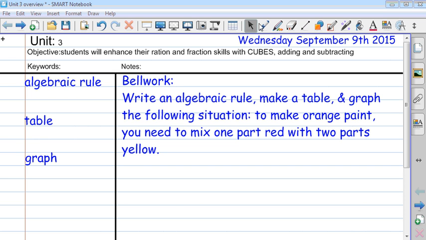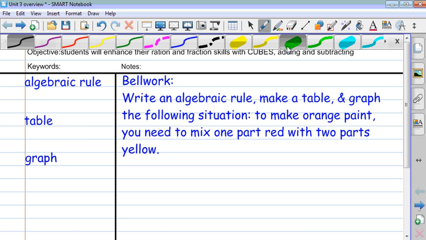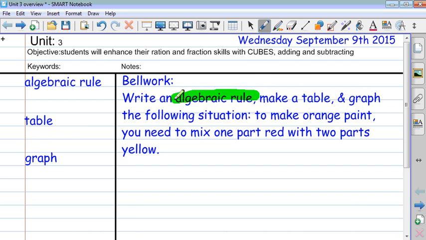And here's the story right now. I need you guys to write down these three words: algebraic rule, which I am going to highlight right here, table, and graph. These three words will be written on the left-hand side. Whatever I write down, I need you guys to write down. So here's the instructions. We're going to write down an algebraic rule, make a table, and graph for the following situation. To make orange paint, you need to mix 1 part red with 2 parts yellow.